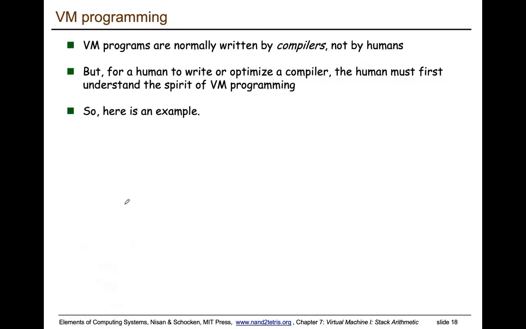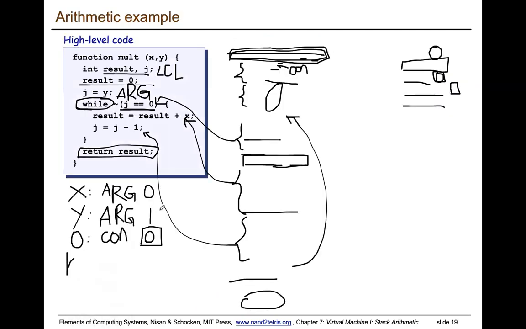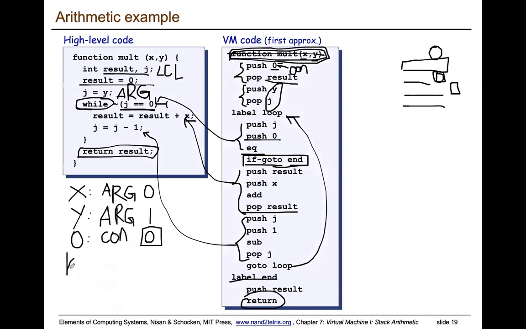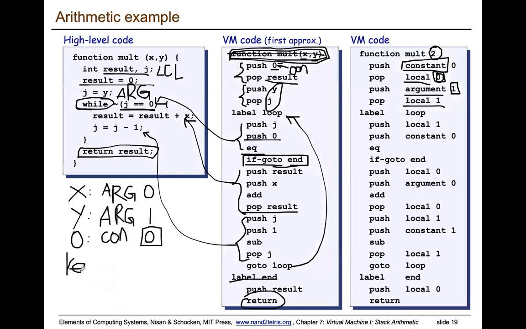I find the result. I will put the result here to say, oh, this is the result. Result is local, right? So I will put local. This is local 0, the first local variable. And then y is argument 1. This is already in my table, so I will replace it with argument 1.